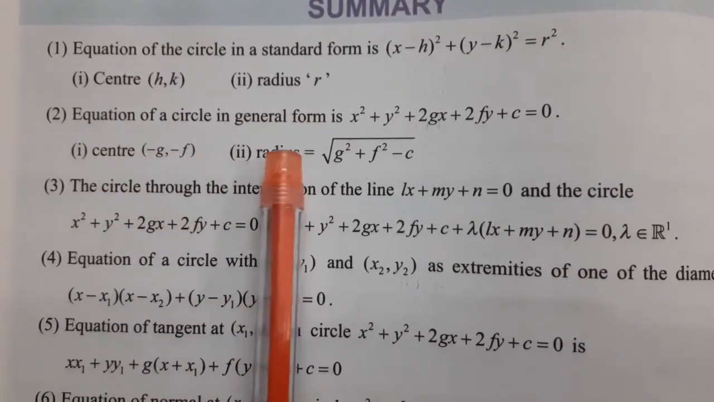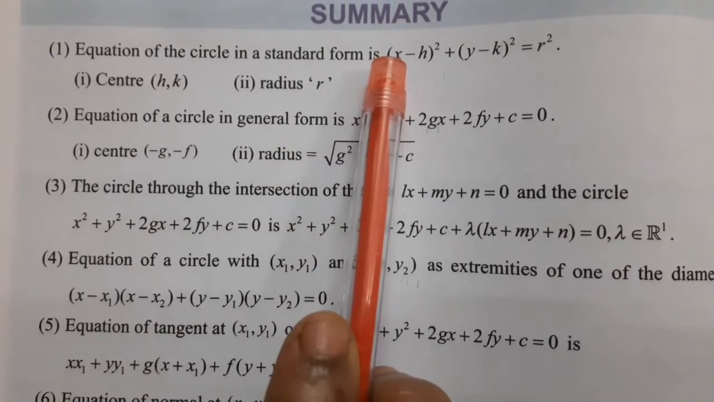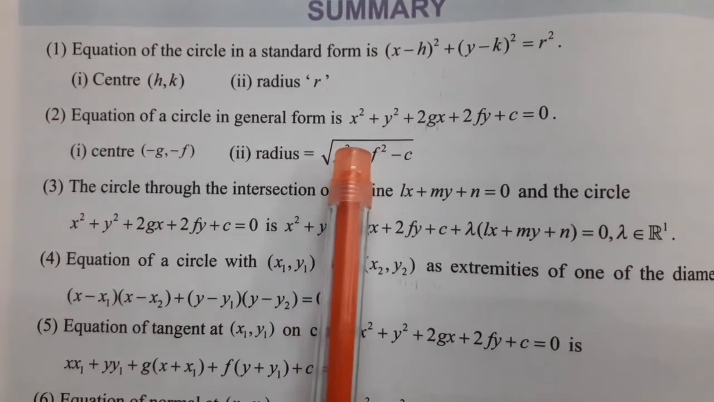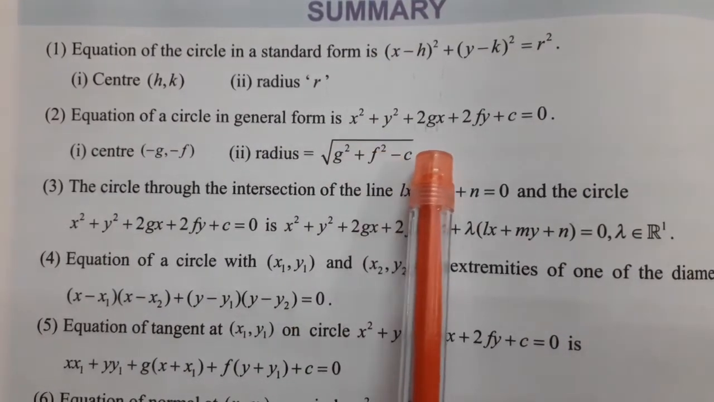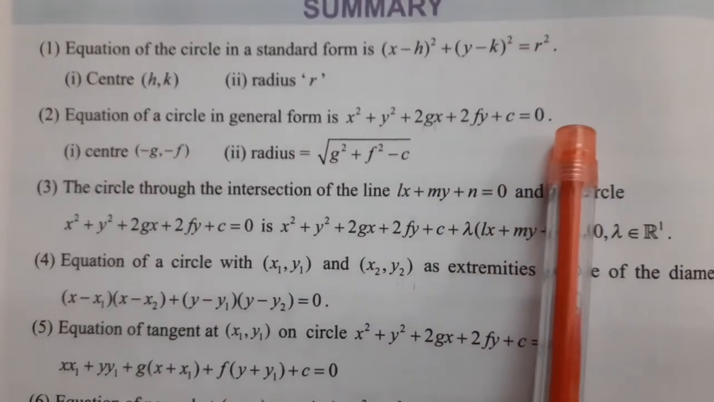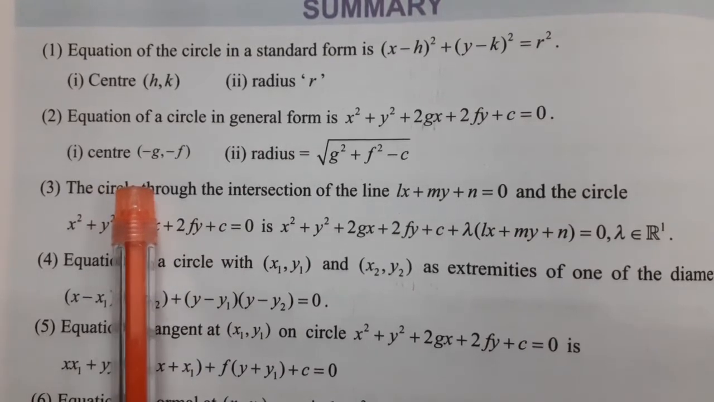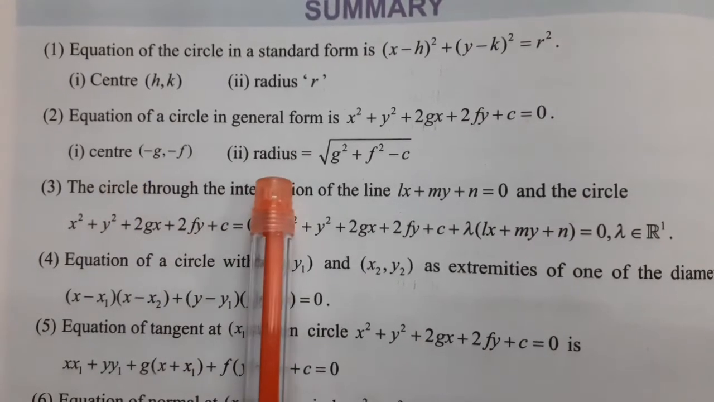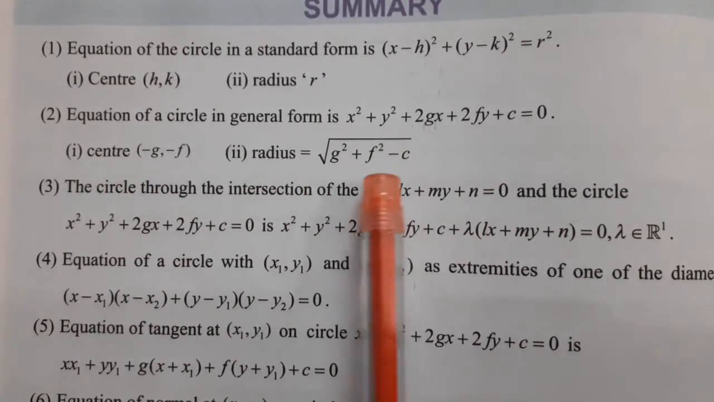Second one, the equation of the circle in the general form. That was the standard form; this is the general form: x square plus y square plus 2gx plus 2fy plus c equal to 0. This is the equation of the circle in the general form. What is our center? The center is (minus g, minus f). The radius is what? Root of g square plus f square minus c.